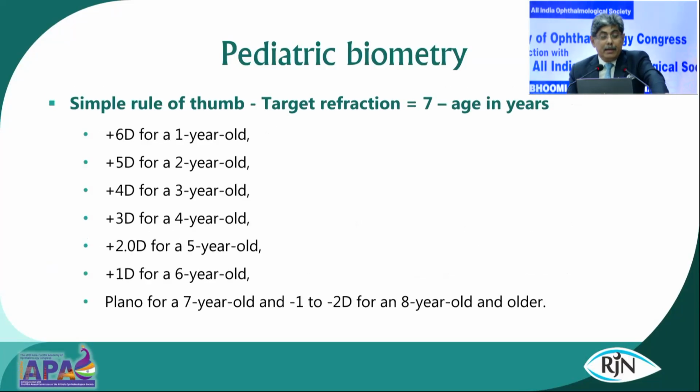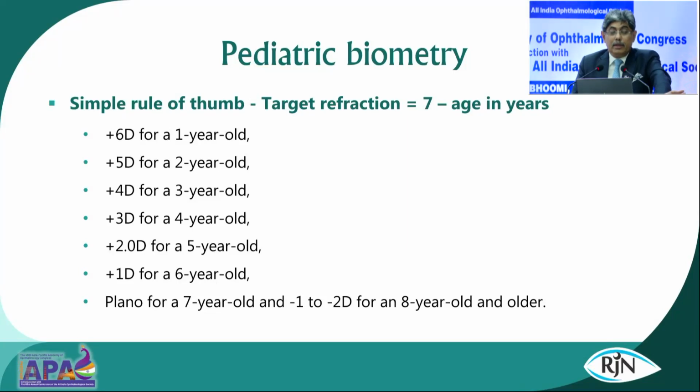So pediatric biometry should be done, and I follow this rule of 7: you decrease the age of the patient from 7. If the age of the patient is 2 years, 7 minus 2, so you undercorrect by 5 diopters.